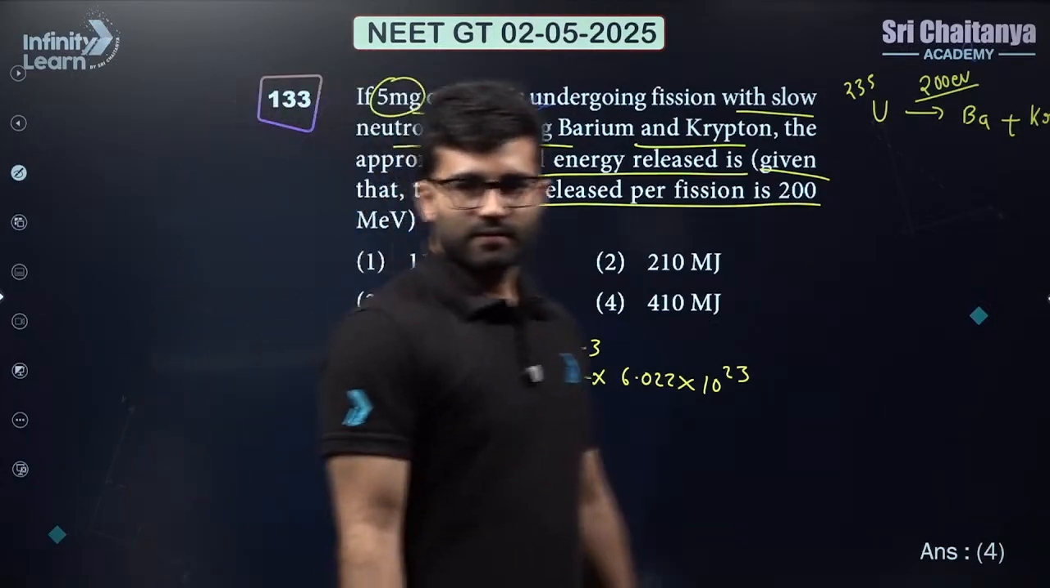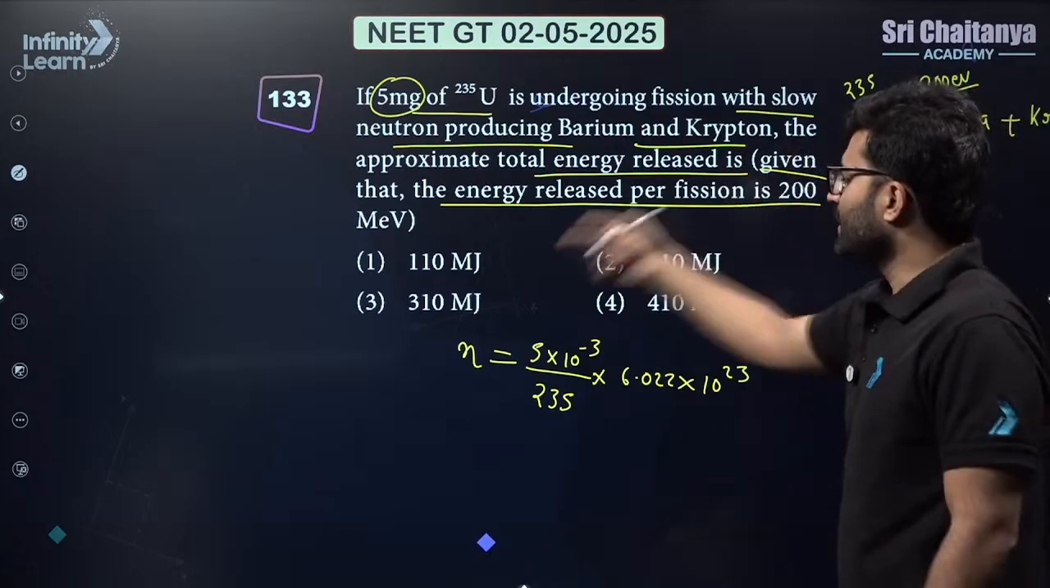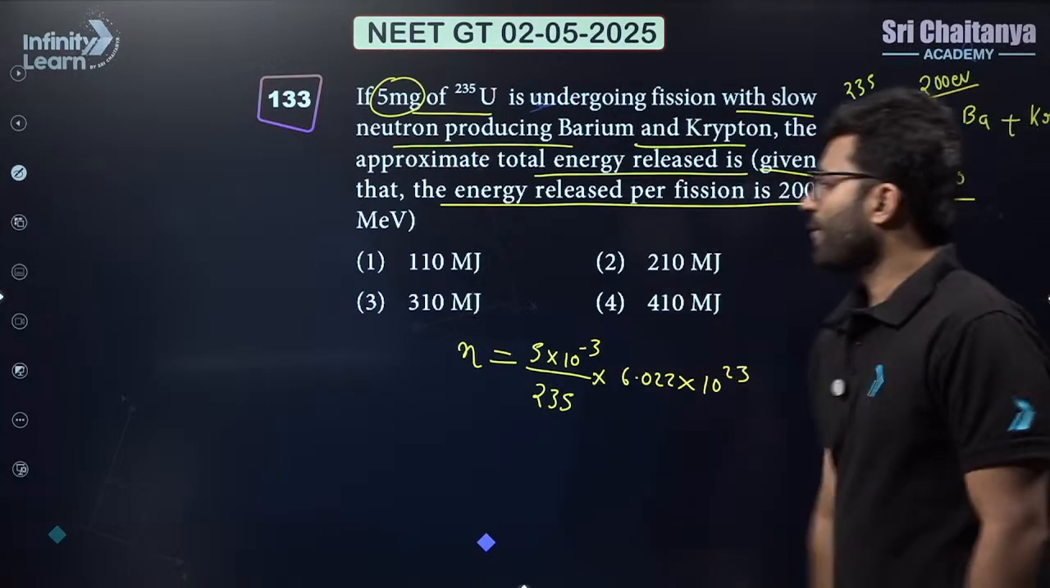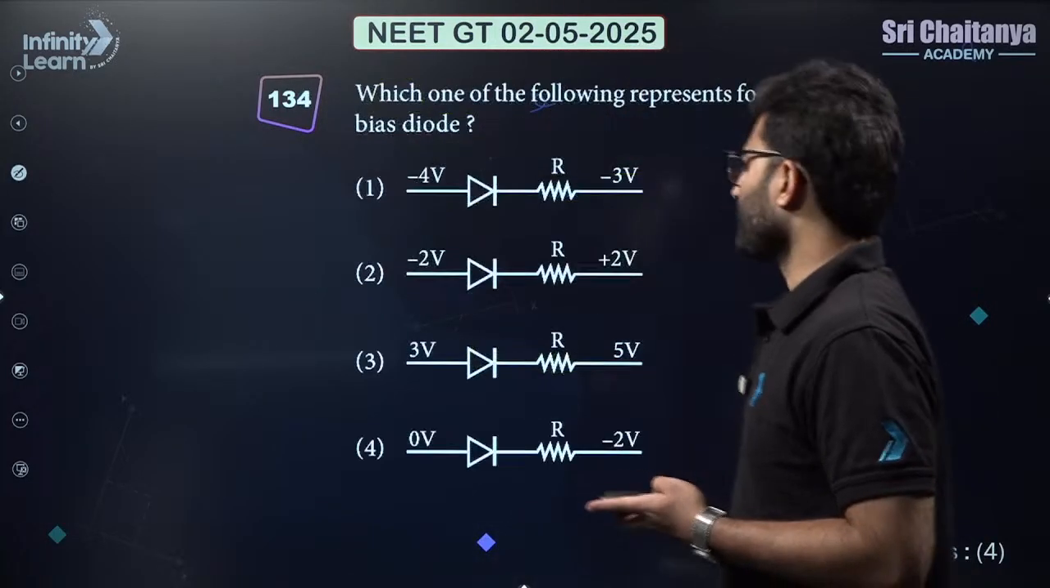Understood? Clear? And if in one atom 200 electron volt is emitted, in n atoms how much would be emitted? N into 200. Clear? So that you do. Understood the concept?